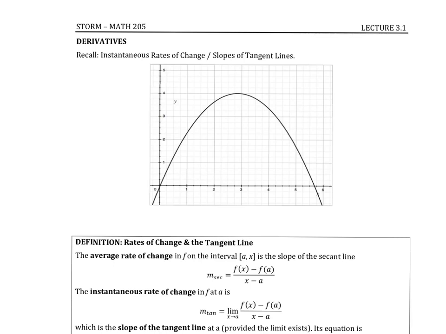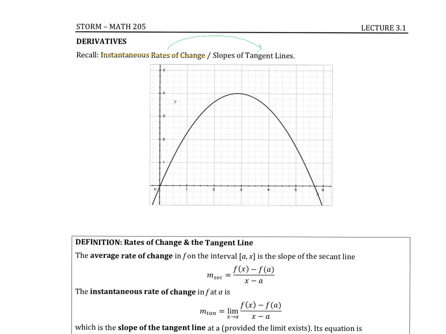In Chapter 3, we're going to look at what we call a derivative. So in 3.1, we're going to go back to the very beginning in section 2.1 when we were talking about instantaneous rates of change. And remember, that's just simply a slope of a tangent line.